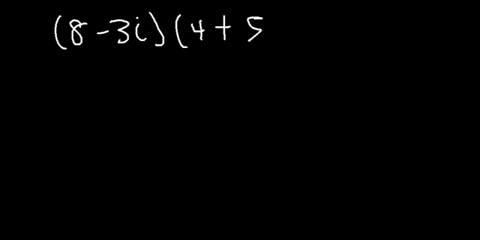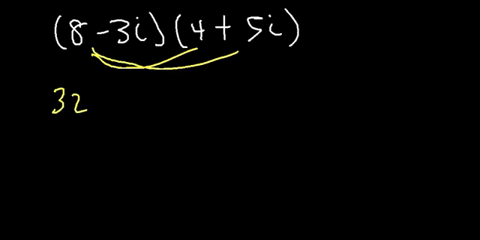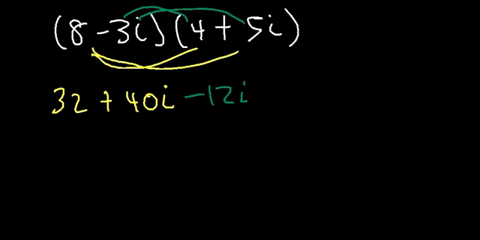So try this example. Let's say if you have 8 minus 3i times 4 plus 5i. How would you do it? So 8 times 4 is 32, and 8 times 5i is 40i. Negative 3i times 4, that's negative 12i, and negative 3i times 5i is negative 15i squared.